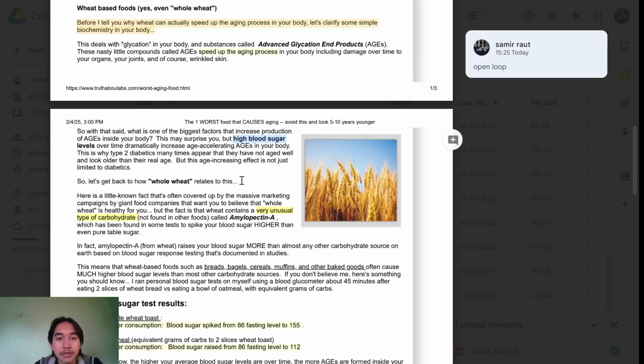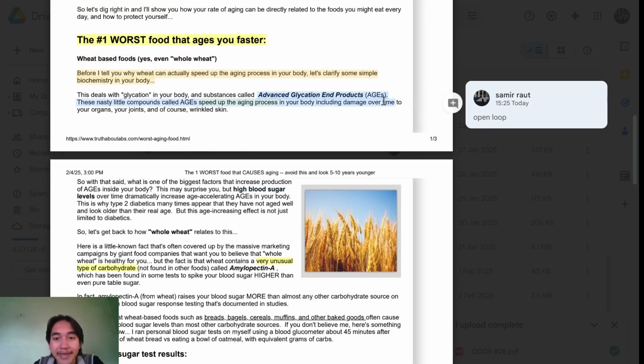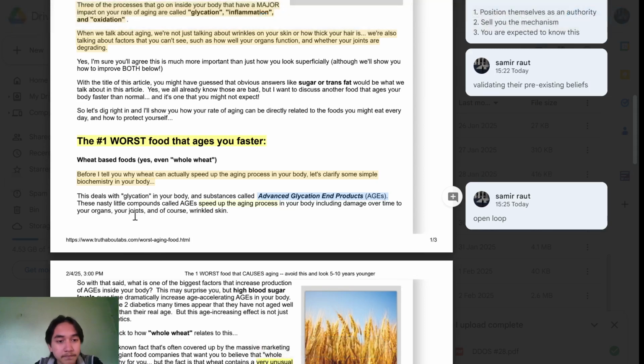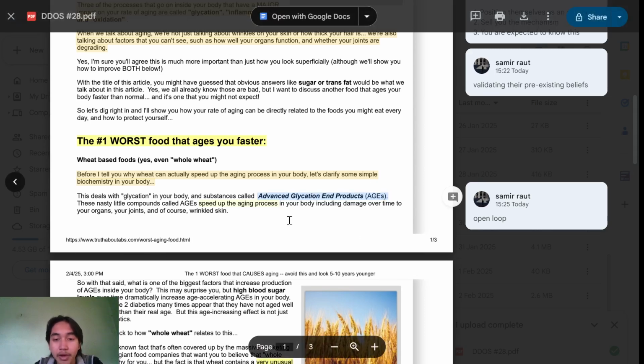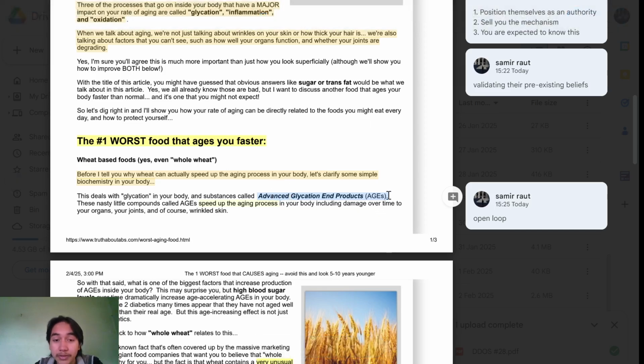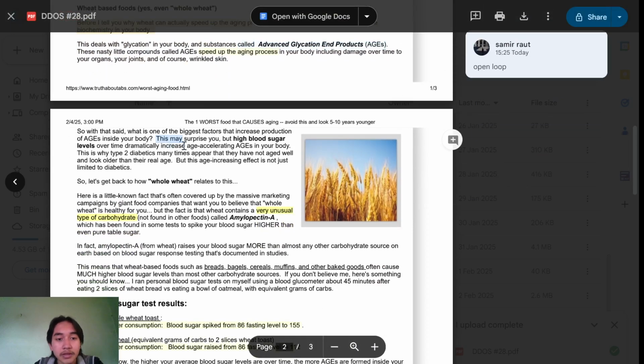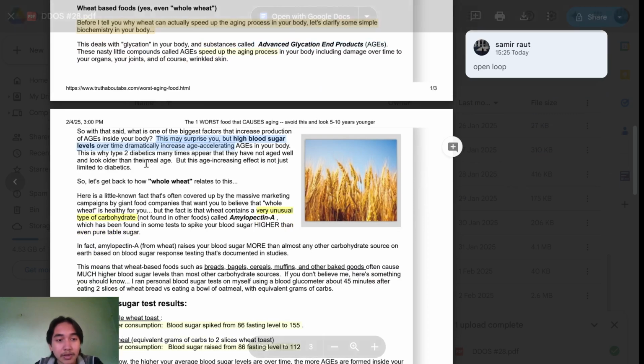Now, high blood sugar levels. Now, this could very well be the mechanism that we talked about, the mechanism of the problem. And in the next page, when you give the solution to the problem, you're gonna see a mechanism of the solution that counters the mechanism of the problem. Make sense? Okay. This may surprise you, but high blood sugar dramatically increases age accelerating AGEs in your body.